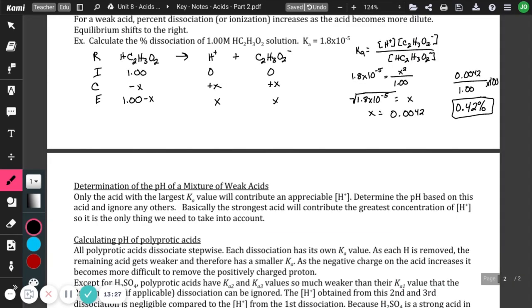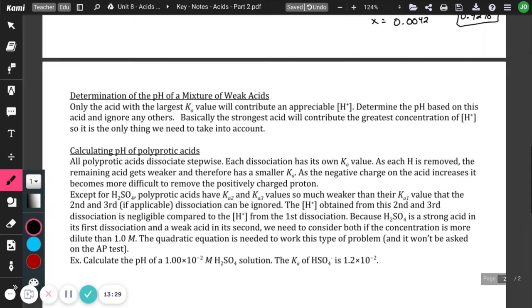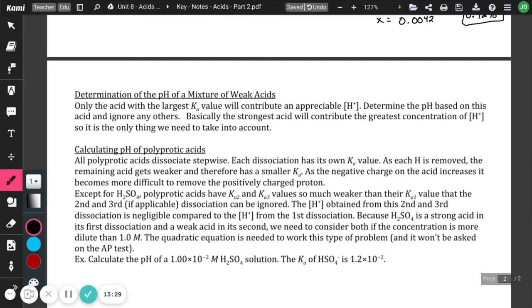Okay, so now we are going to go ahead and move on. So determination of pH of a mixture of weak acids. Now this is basically just, I'm going to talk you through it. So all that we need to take into account when we're mixing multiple acids is whichever has the largest Ka value, because it's going to be the one that is going to contribute the greatest concentration of hydrogen. And so essentially it's the only thing we need to take into account.